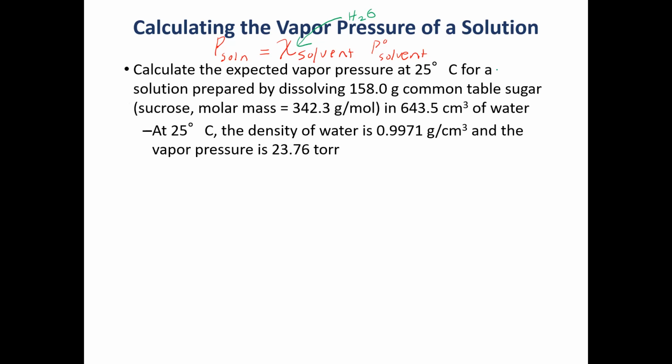To do that, we first have to calculate how many moles we have. So we need the moles of water and the moles of sugar. Once we have that, we can calculate the mole fraction of water. So let's go ahead and calculate how many moles of sugar we have. We have 158 grams of sugar, which is sucrose.